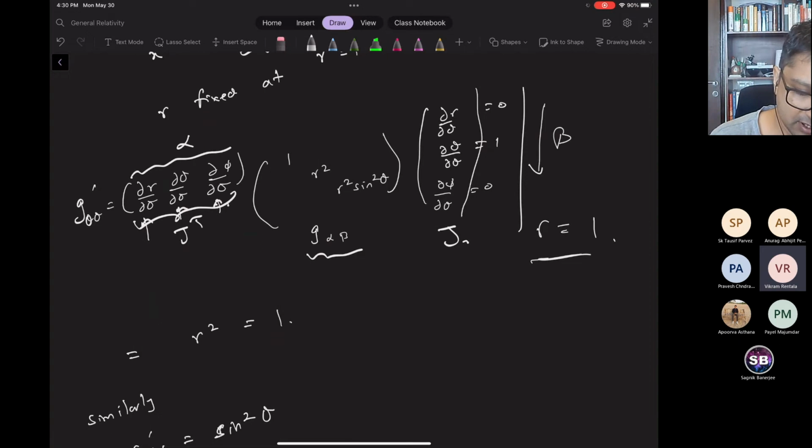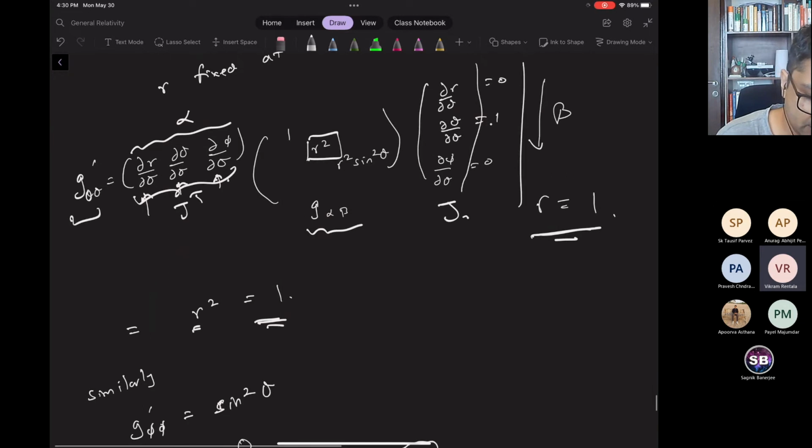So if you evaluate this, partial r, partial theta is 0, partial theta, partial theta is 1, partial phi, partial theta is 0. So what I'm going to do is, again, I'll get only 1 here, so I'll pick out this element. So I'll just basically get r square. And at the end of the calculation, I set r is equal to 1, so I get 1. So G prime theta theta will be 1.